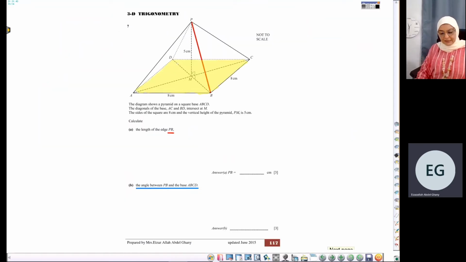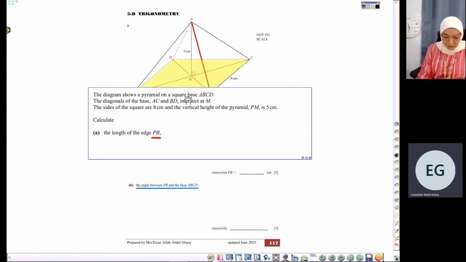Now let's go to an example. Here is a past paper question. This is my workbook. Let's read. The diagram shows a pyramid on a square base. Wow, a square, then the four sides are equal. A, B, C, D. The diagonals of the base AC and BD intersect at M.